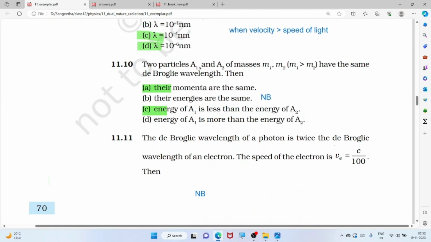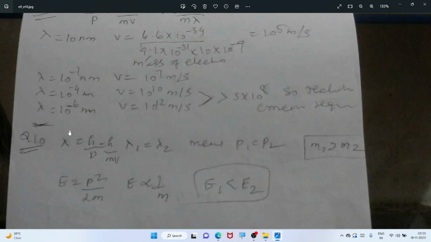So these two particles of different mass, this mass is greater than this, but they have the same wavelength, which means the momentum must be the same. Then their momentum must be the same and the energy, okay. When they have different masses but the same wavelength, that means the momentum must be the same. Momentum being the same means the velocity should differ. So the energy is inversely proportional to the mass. More mass has less energy.